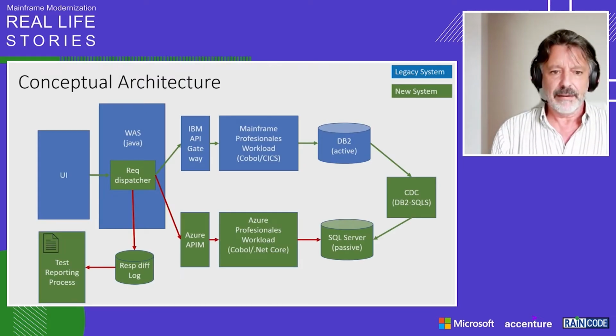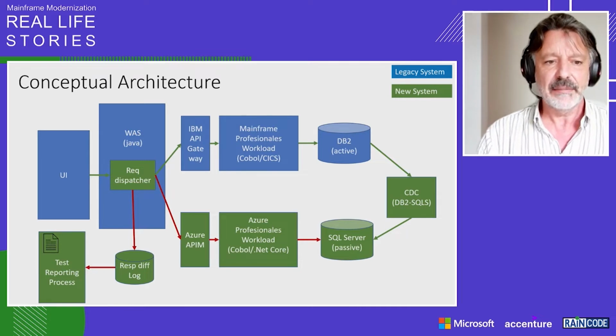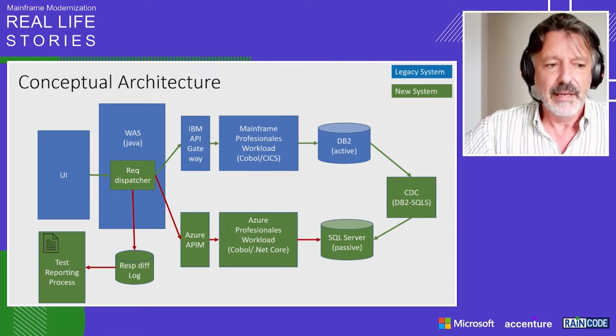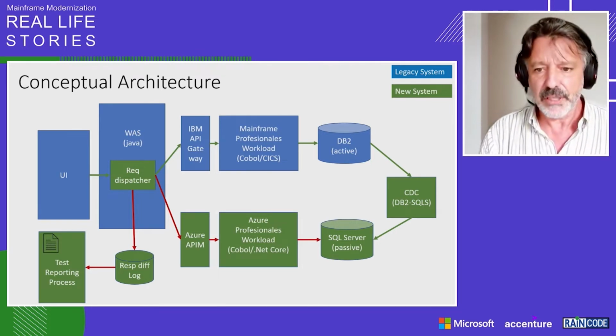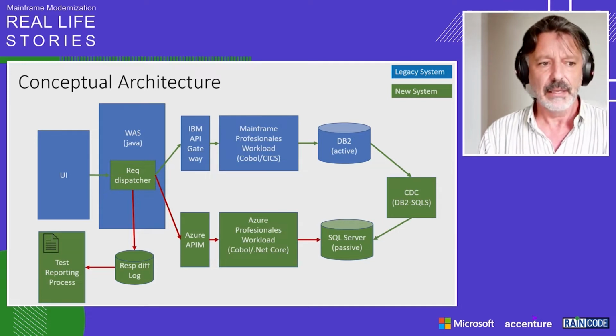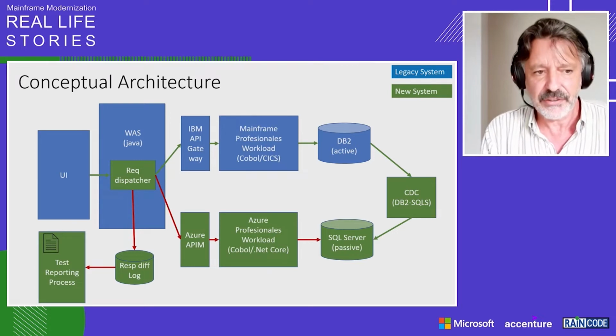So here is, let's say, the conceptual architecture. We have in blue the legacy and the green is the new things. We have a user interface that we don't touch. One of the goals was don't touch the UI. The UI is still connecting to the WAS, the WebSphere application server.